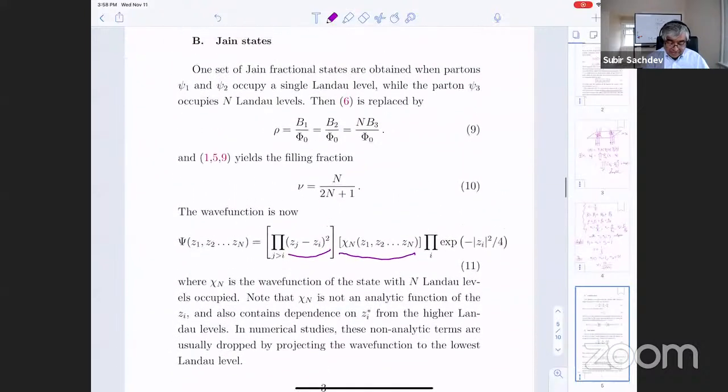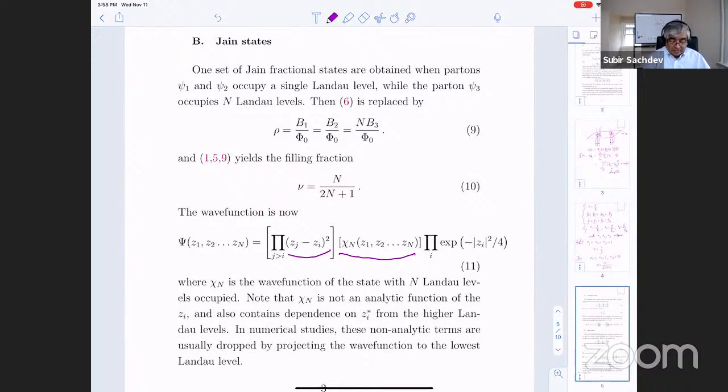Right. So there it is. And now that we have this parton construction, just like we did in the last chapter, we can work out the Chern-Simons gauge theory, figure out the statistics, figure out the edge states. It's really a matter of turning the crank now.